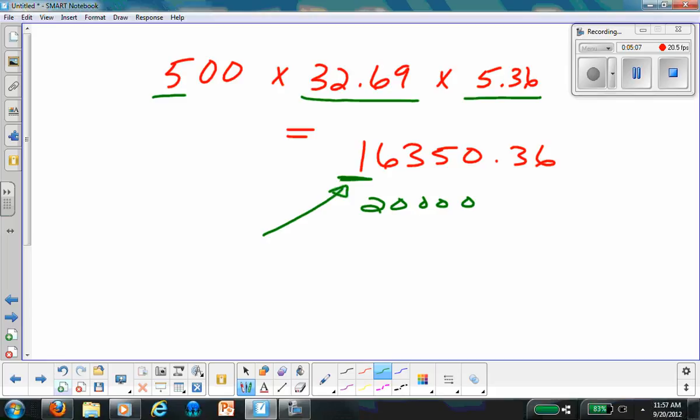Reason being, here's the one figure. Does the 6 round that up? Yes, it does. Here's your 2. And then all of these can be zeros and still show just one significant figure.